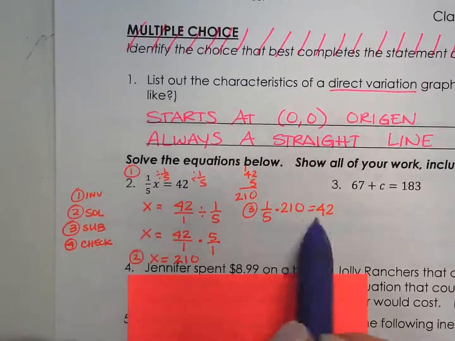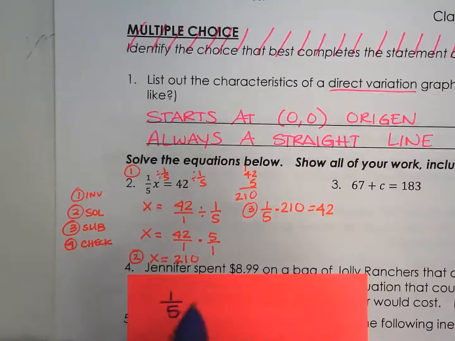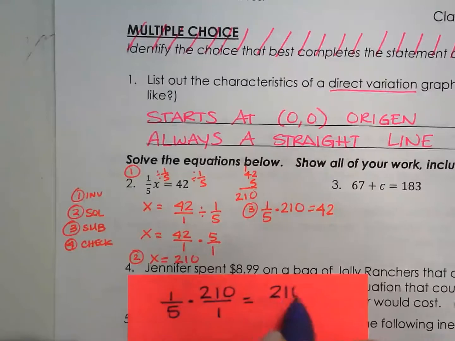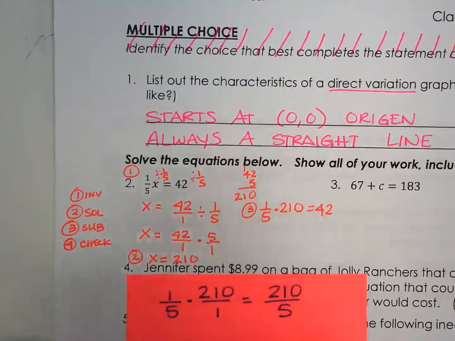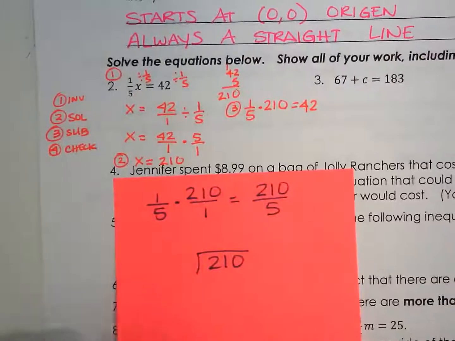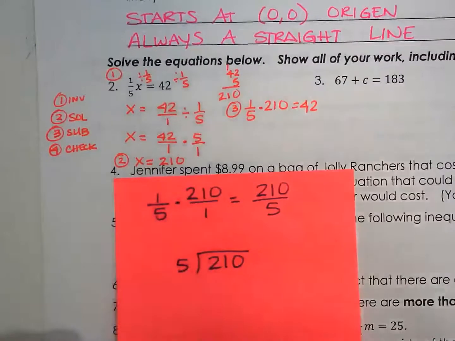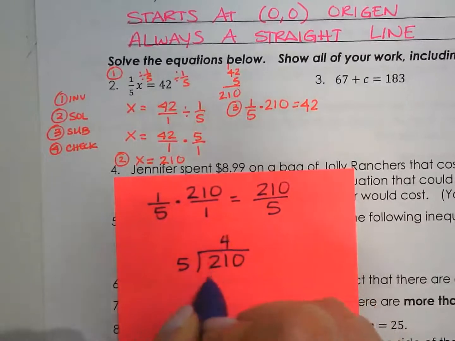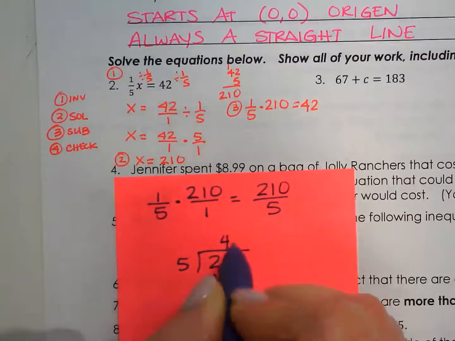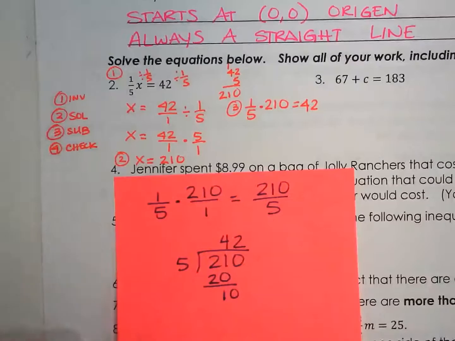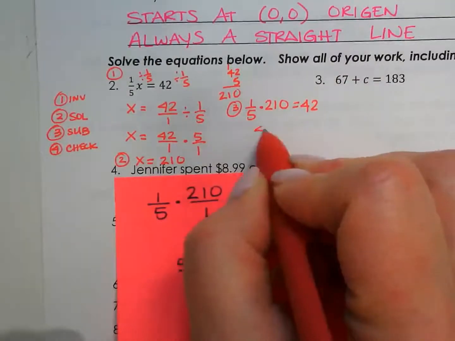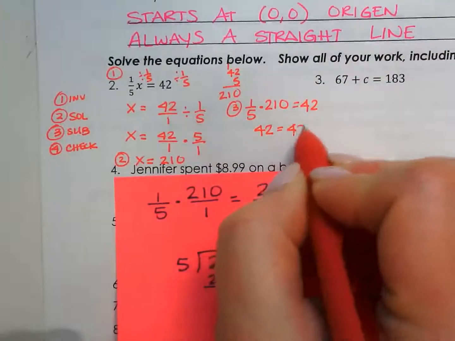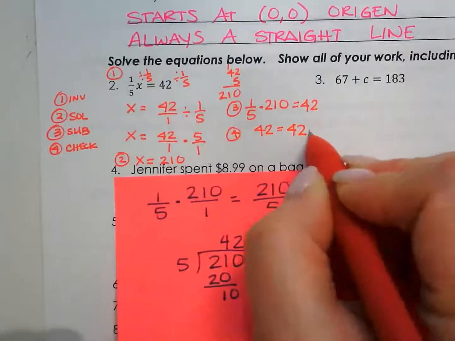If you look at this problem, what this means is 1/5 times 210 over 1, which will equal 210 over 5, which means 210 divided by 5. And when we do that, 5 goes into 21 4 times, and into that 2 times. Now I can see that this side is 42, and that equals the 42 we were looking for. That's step number 4. We are good to go.